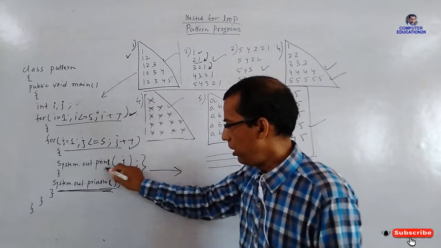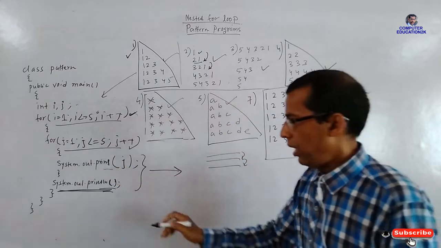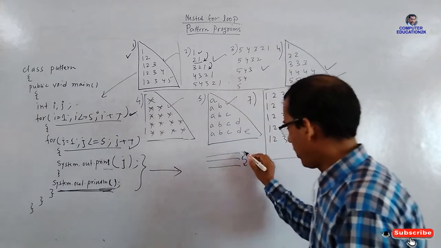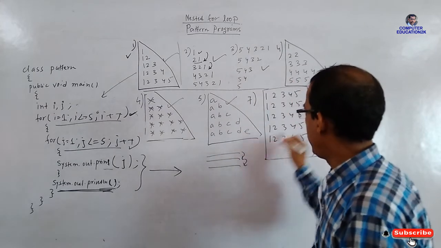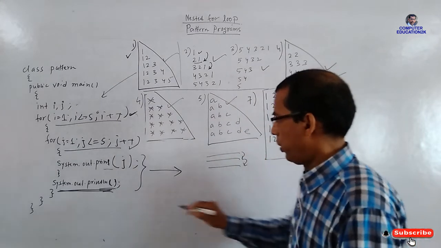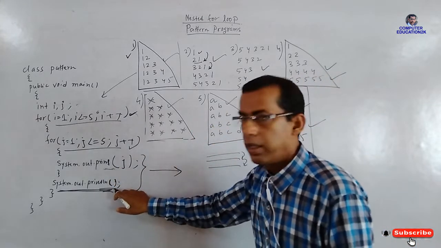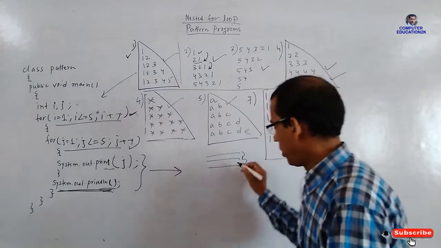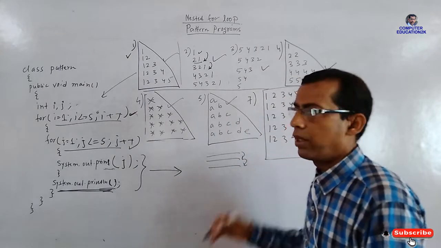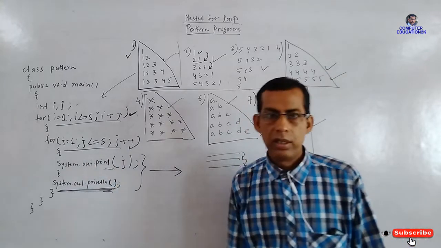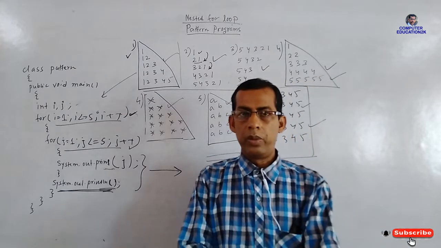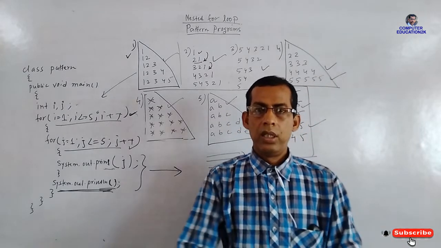Because you have given print only here, the cursor will not go to the next line. And this line is given to take the cursor to the next line, because next time you have to print 1, 2, 3, 4, 5 again. So this line will print 1, 2, 3, 4, 5, and because of system.out.println, the cursor will go to the next line. So these two lines are used for that purpose. Okay, children? So this much.